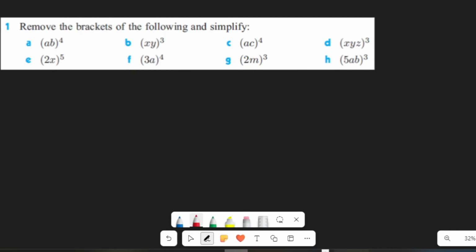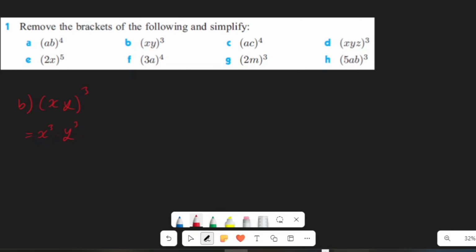Now that we have the concepts down, let's solve some examples. So let's choose b, for example. We have x multiplied by y all to the power of 3. That's the same as x cubed multiplied by y cubed.